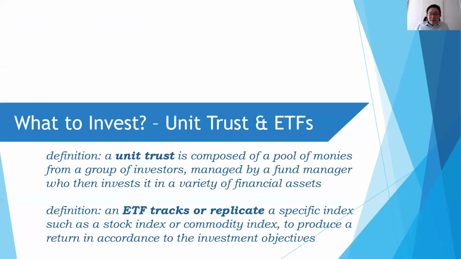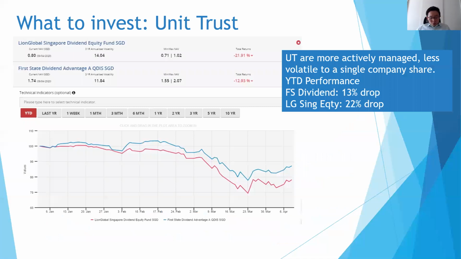As defined over here, a unit trust is composed of a pool of money from investors managed by a fund manager, whereas an ETF tracks and replicates a specific index, such as a stock index or commodity index, to provide a return for you. Unit trusts are diversified, yet at the same time very actively managed. What do I mean by that?